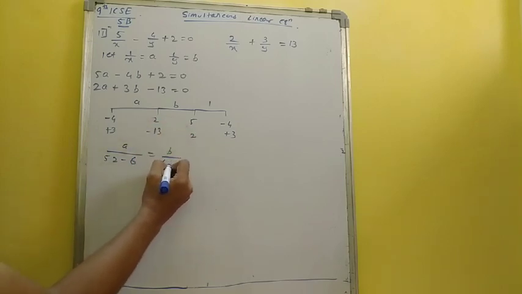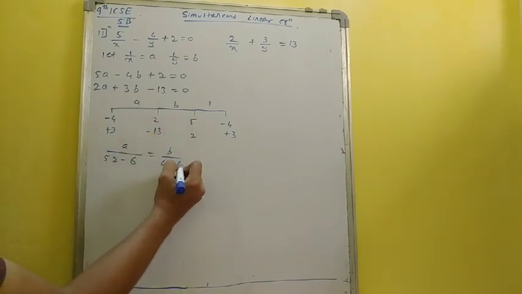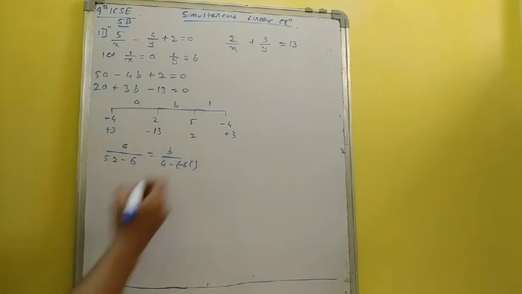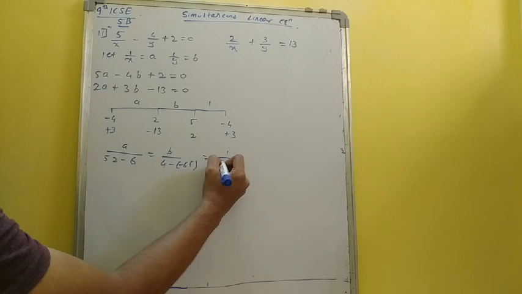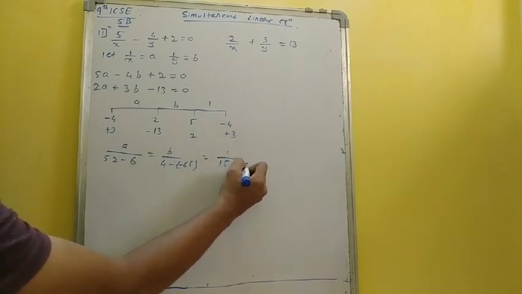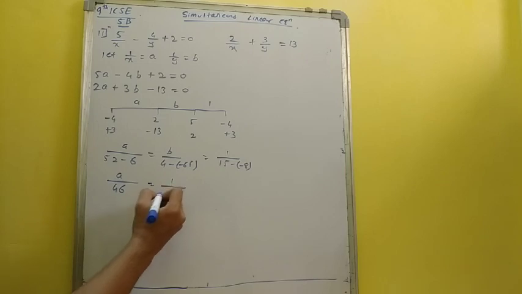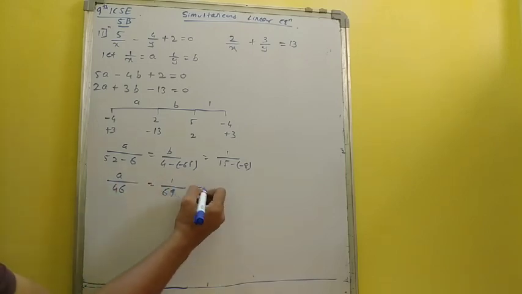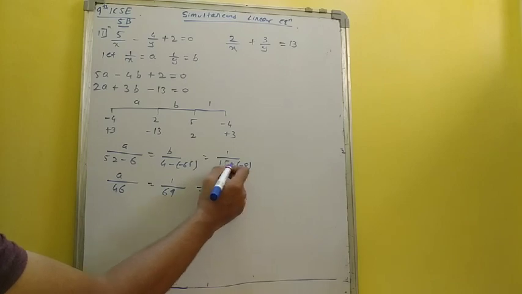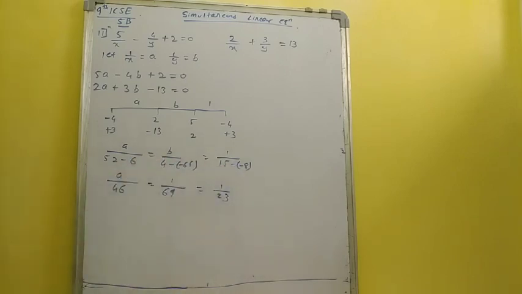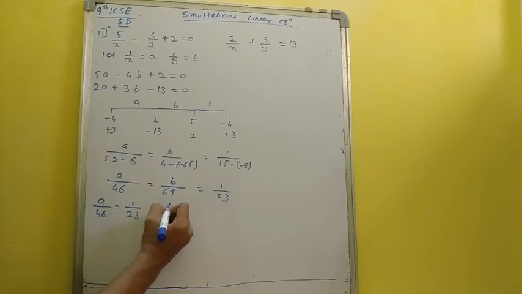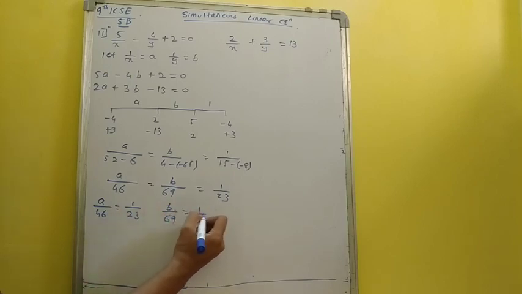b upon 2 2s are 4 minus 13 5s are 65, so it is minus 65 is equal to 1 upon 5 3s are 15 minus 4 2s are 8. So a upon 46 is equal to b upon minus 69 is equal to 1 upon 15, minus minus become plus and it is 23. Okay. So a upon 46 is compared with 1 upon 23. b upon 69 is compared with 1 upon 23.